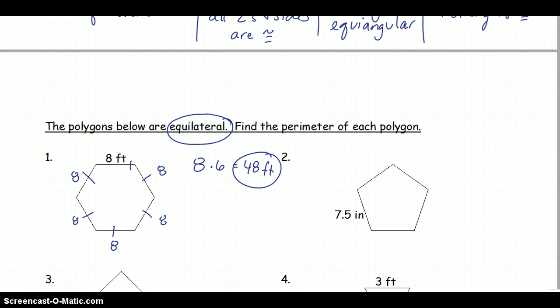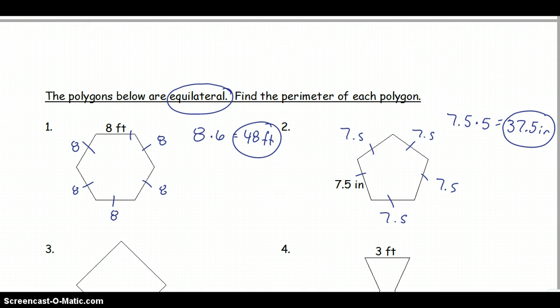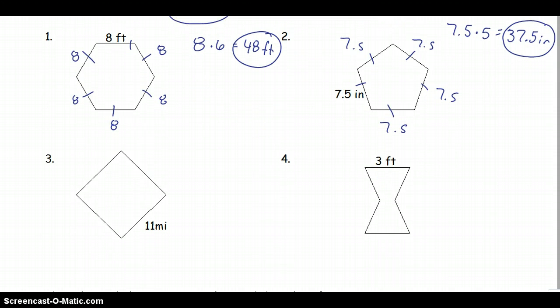For number 2, same kind of thing. If this side's 7.5, and since it's equilateral, we know all the sides are the same, so they're all going to be 7.5 each. So you're just going to do 7.5 times 5. You're going to get 37.5 inches for your answer. And you'll just use a calculator, it's not too bad.